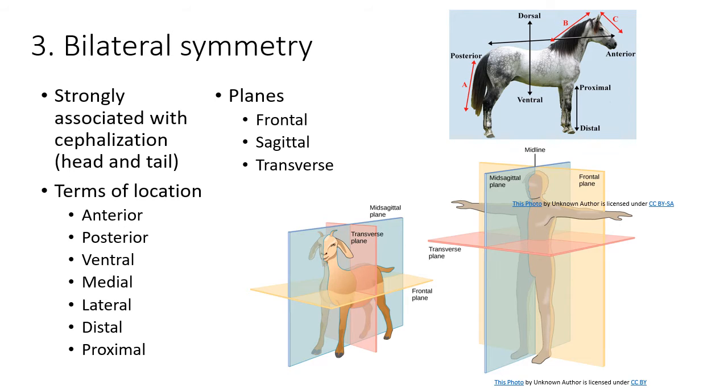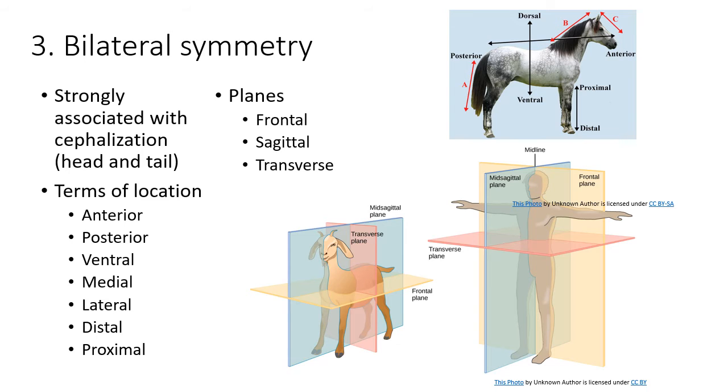To help us orient different parts, we can talk about these terms of location. You've got this horse over here. You can see the anterior towards the head, posterior towards the tail, ventral underneath, dorsal above, so towards the back, dorsal towards the back, ventral towards the belly. Medial is towards the middle, which isn't pictured there, and lateral towards the side. Distal means away from the point of attachment, and proximal means towards the point of attachment. So you see that on the horse's leg.